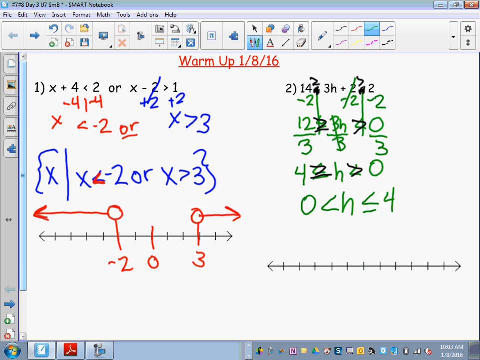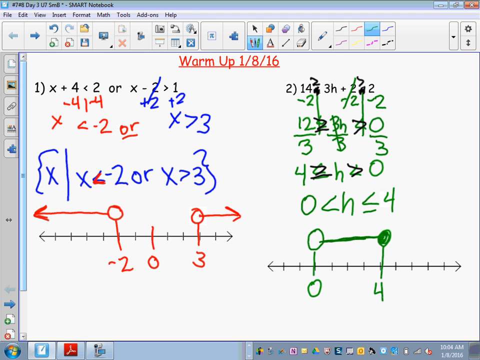Alright. So 0, 1, 2, 3, 4. Alright, Rachel, what type of circle am I going to have on my 0? Very good, open. And Morgan, what type of circle will I have on my 4? Very good. And Sabrina, where am I going to shade? Where should I draw my shading? Yeah, in between. Very good.